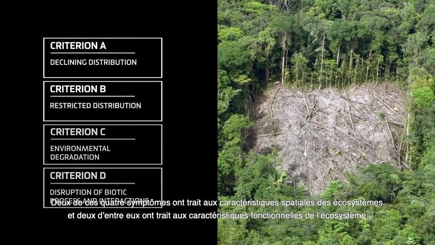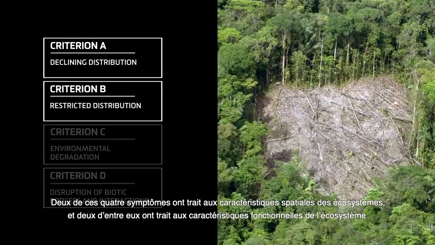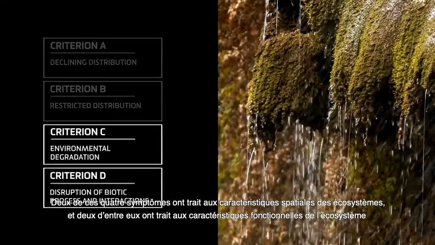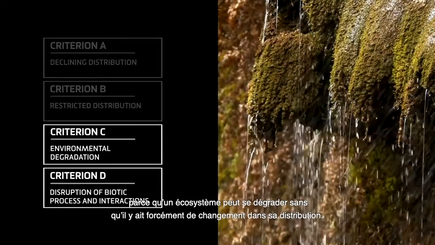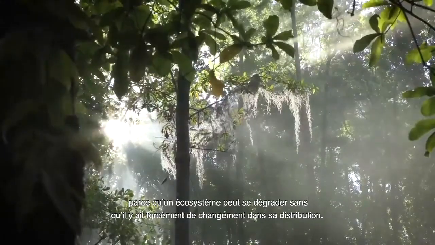So 2 of those 4 symptoms relate to the spatial characteristics of ecosystems, and 2 of them relate to functional aspects of ecosystem behaviour, because there's a lot that can go wrong with an ecosystem without necessarily any change in its distribution. So those 4 elements kind of work together as an ensemble. They're complementary in detecting different symptoms and different processes and different threats that apply to ecosystems.